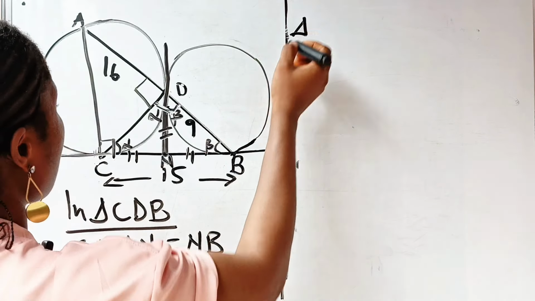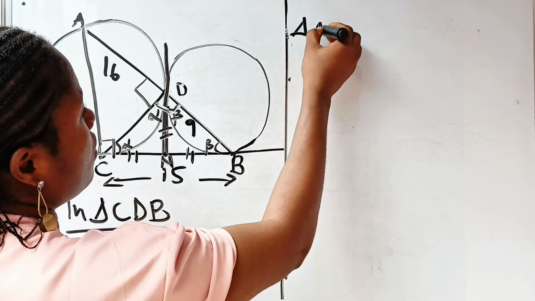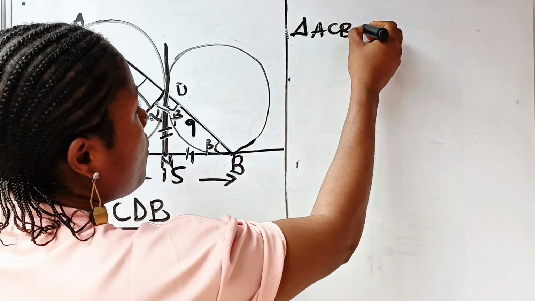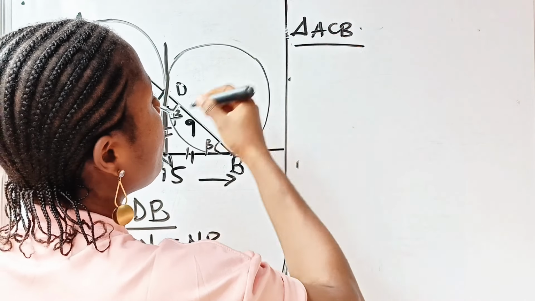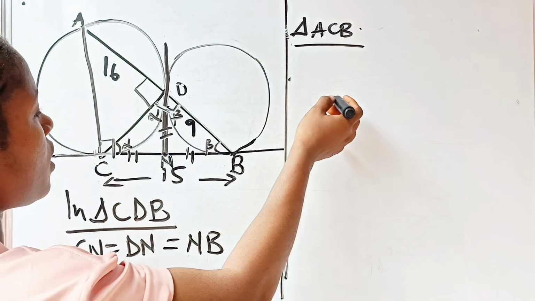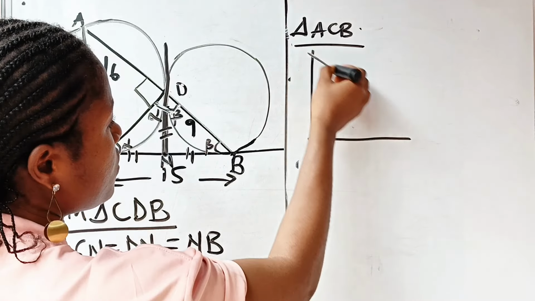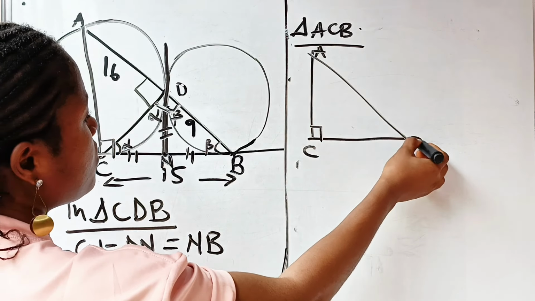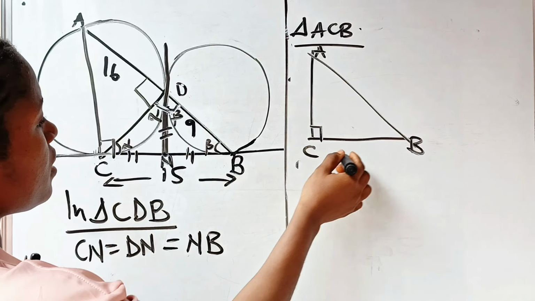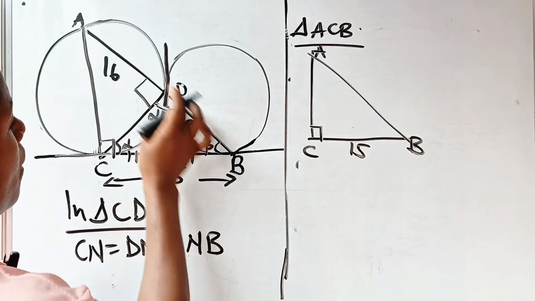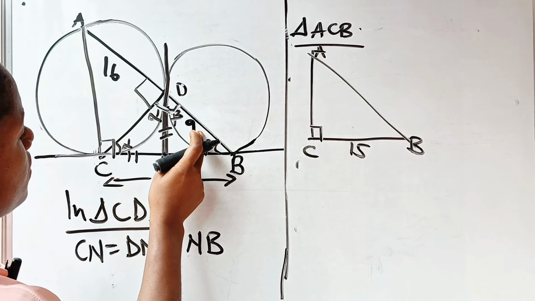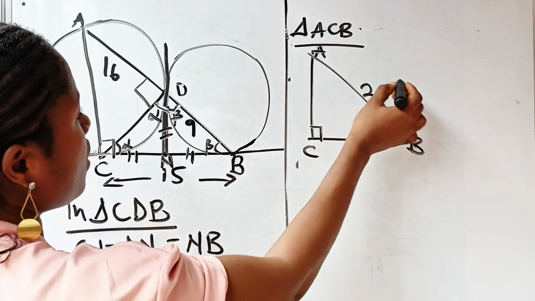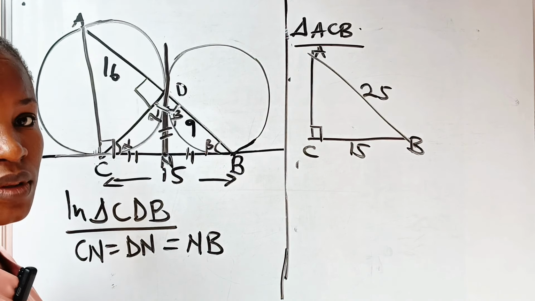So triangle ACB is a right angle triangle. Now, because it's a right angle triangle, we have this, we have this, we have this. So this is C, this is A, and this is B. Now CB is 15, AB is 16 plus 9, which is 25, and AC is unknown.